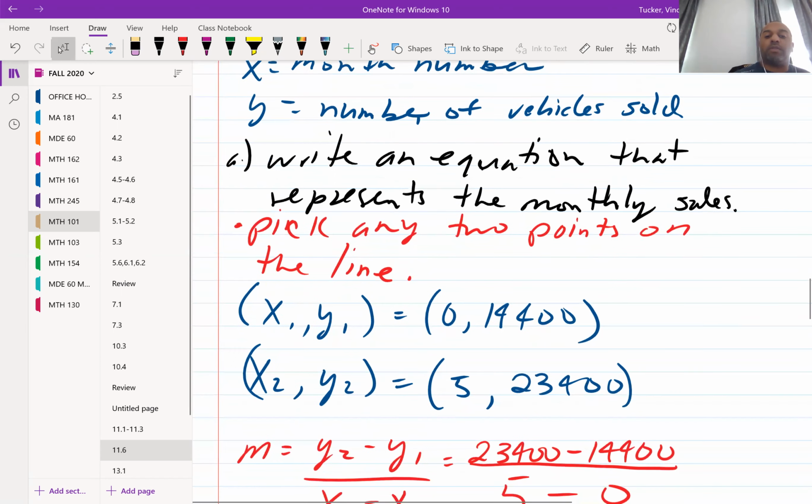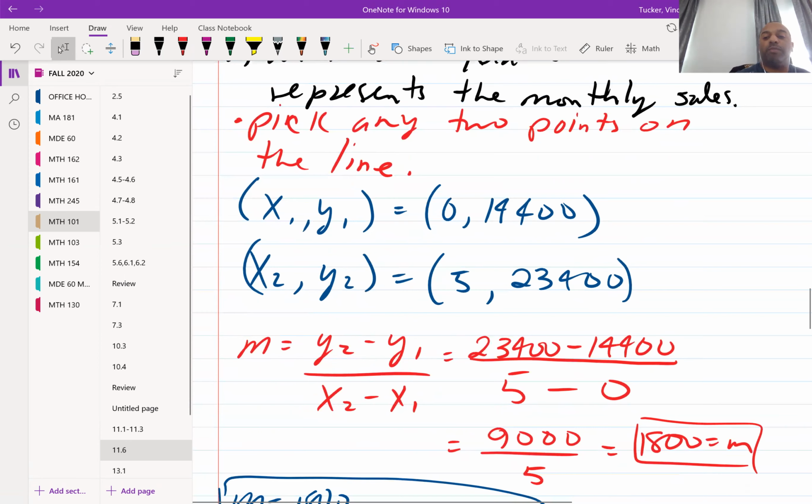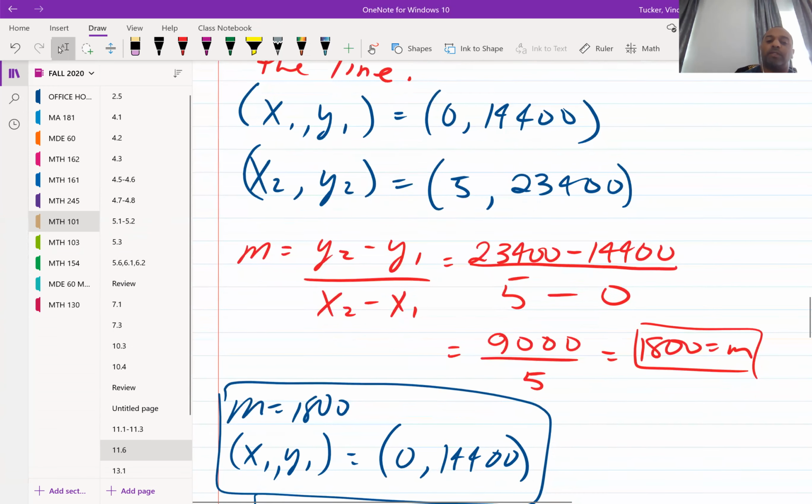All right, so next find the slope. Use those 2 points to find your slope. y2 minus y1 over x2 minus x1. 23,400 minus 14,400 on top. 5 minus 0 on bottom. It's 9,000 over 5, which is 1,800. So that leaves us with our slope being 1,800. And we use either one of those points, x1, y1 or x2, y2. I just decided to use x1, y1.